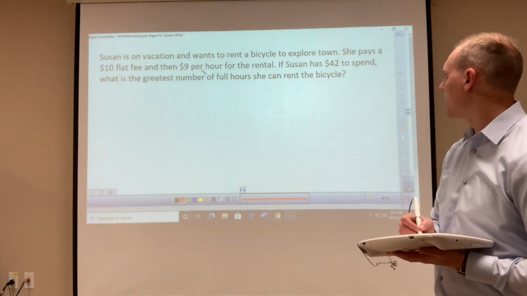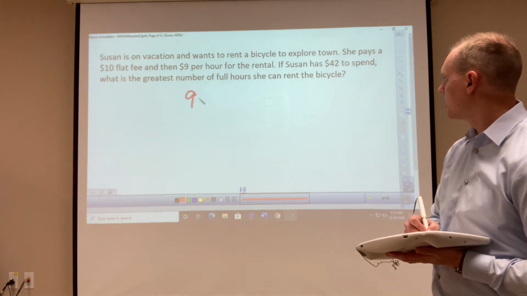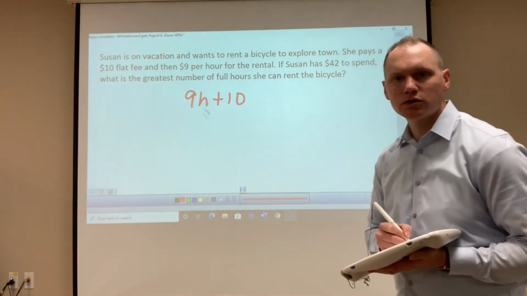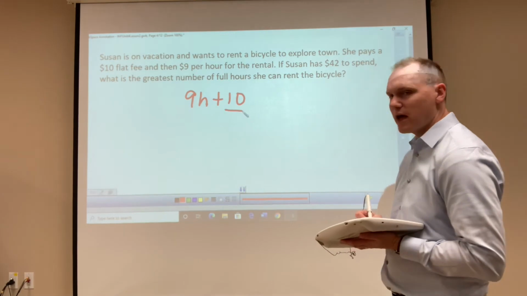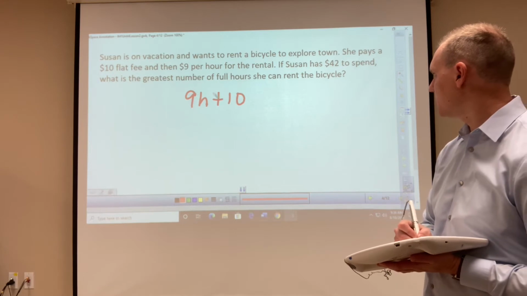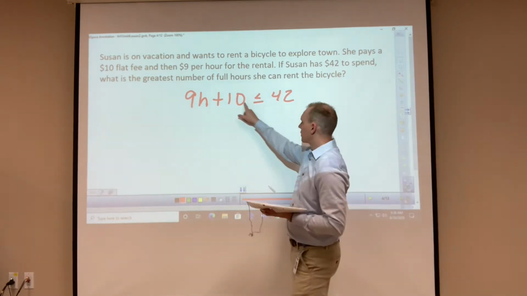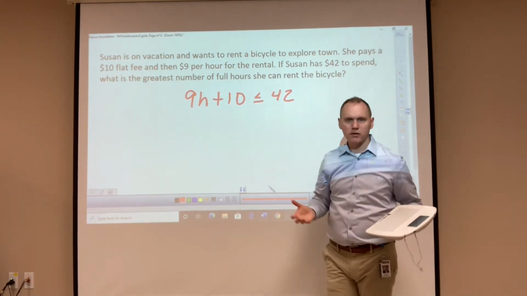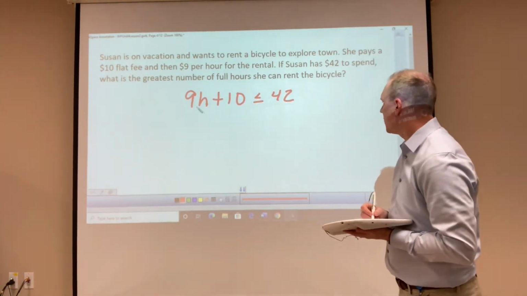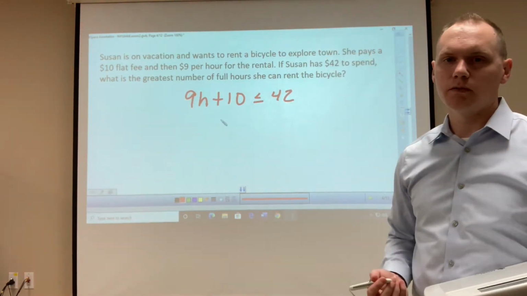So let's set up how much it's going to cost first. That's going to be 9h plus 10, where h represents the number of hours she's going to rent the bike. 10 is that flat fee, and then we want the cost of renting the bike to be less than or equal to 42, right? The cost of renting the bike cannot be greater than 42 because we don't have that much money to work with here. It has to be less than or equal to 42. All right, so part of the process is setting up the inequality and then solving from there.